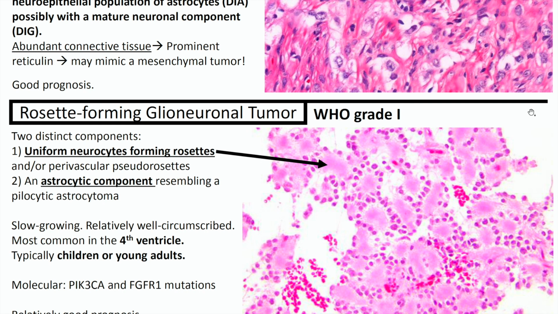All right, next up we've got rosette-forming glioneuronal tumor, WHO grade 1. So there's two distinct components to this entity. That's uniform neurocytes forming rosettes and/or perivascular pseudorosettes, and also an astrocytic component resembling a pilocytic astrocytoma. So these are slow-growing, relatively well circumscribed, most commonly occurring in the fourth ventricle, and typically occur in children or young adults. For molecular, you're going to have a PIK3CA and FGFR1 mutation with a relatively good prognosis.